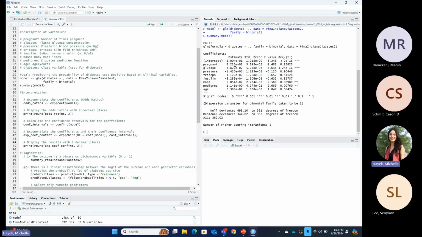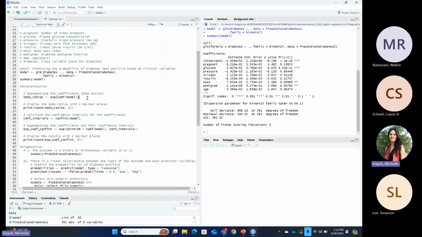If we want to interpret these values, this basically means this is the coefficient. So that would be beta 1 glucose. So this basically says for every 1 unit increase in glucose, the logit of the outcome variable increases by 0.038.